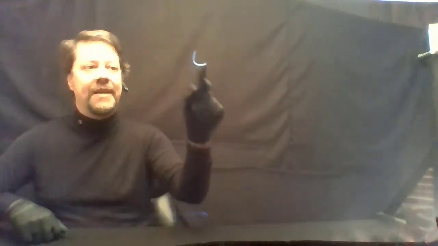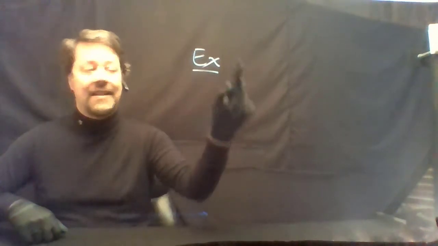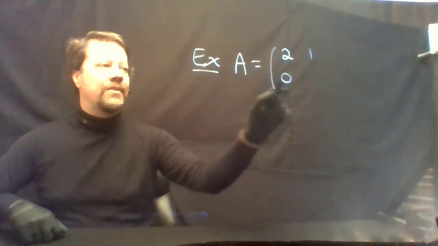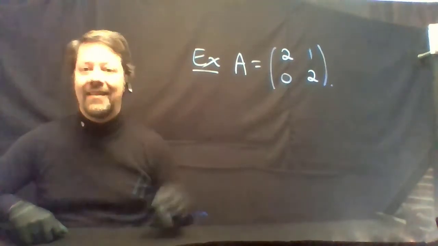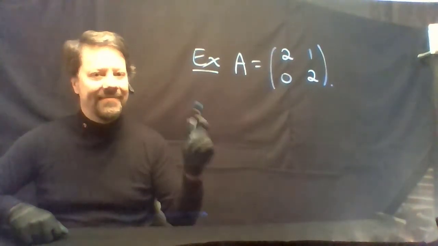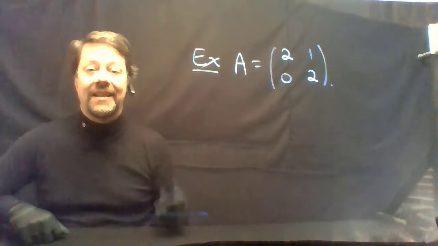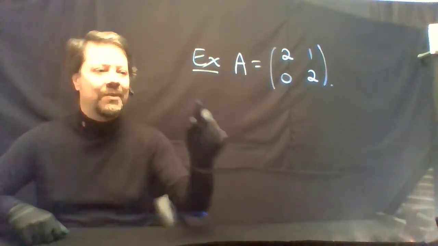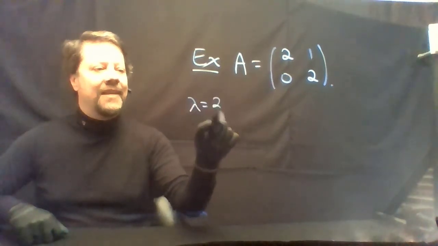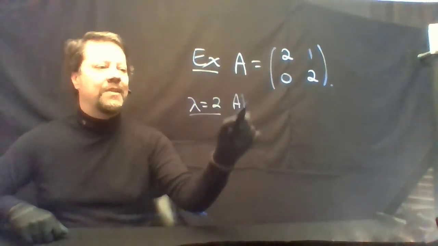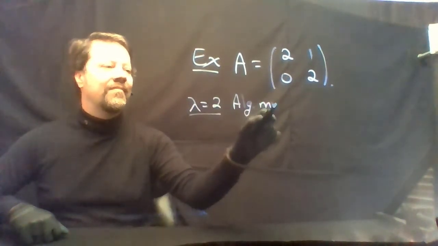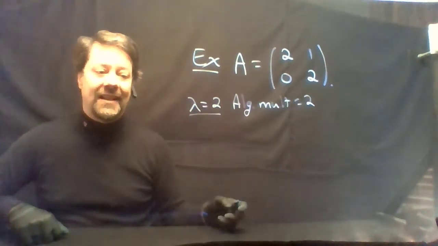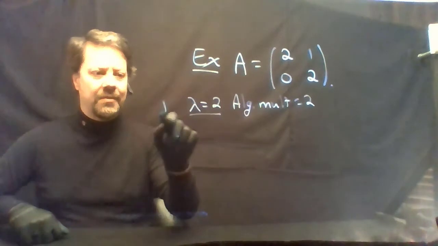As an example of a matrix that is not diagonalizable, let's suppose A is the matrix 2, 1, 0, 2. Seems simple enough, but turns out this one does not generate an eigenbasis, and hence it is not diagonalizable. You can see lambda equals 2 with algebraic multiplicity equal to 2. It appears twice on the diagonal. That's step 1.